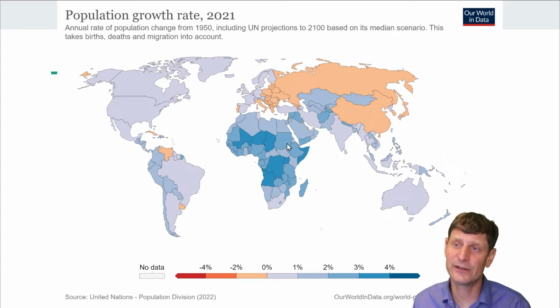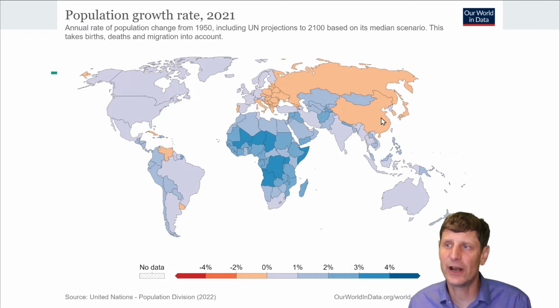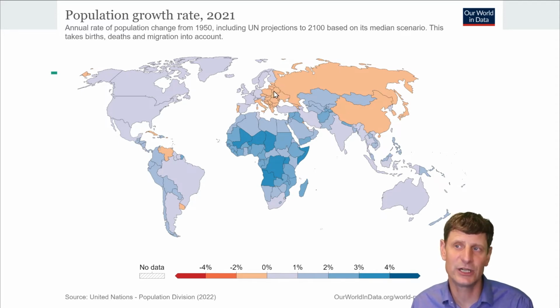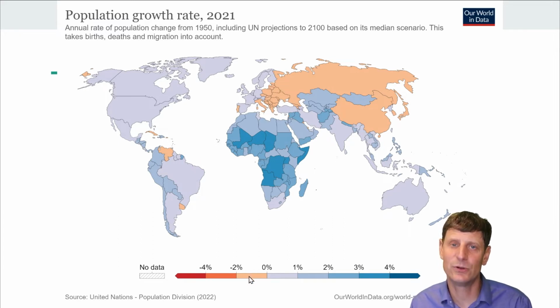So notice these places that had the really high birth rates also have the really high growth rates. And then, interestingly, we notice that there's actually quite a few places like China, South Korea, Japan, all of Eastern Europe, including Russia, Italy and Portugal get in here. Venezuela stands out. Cuba stands out. So a lot of places around the globe actually have natural decrease. There are more deaths than births in these places.